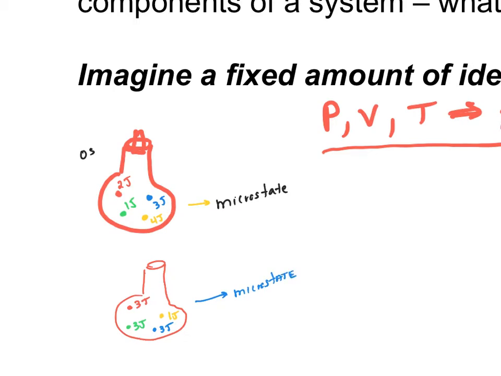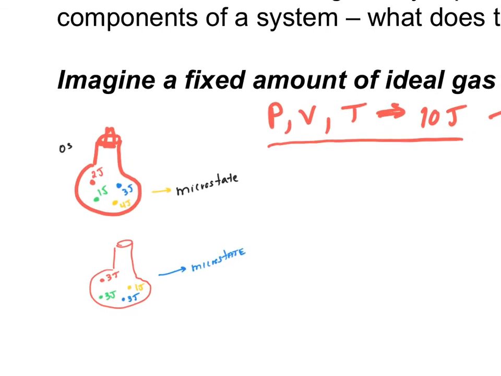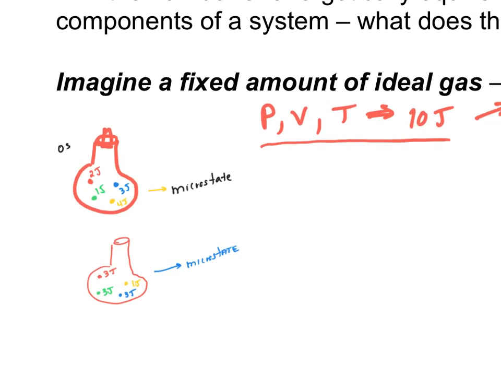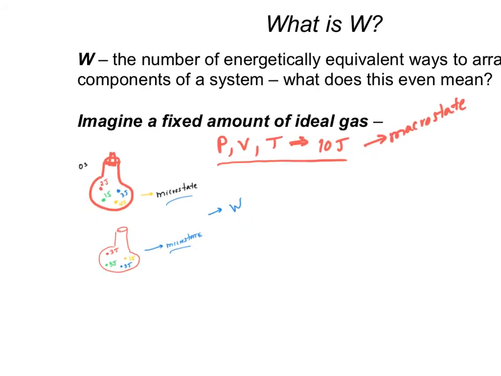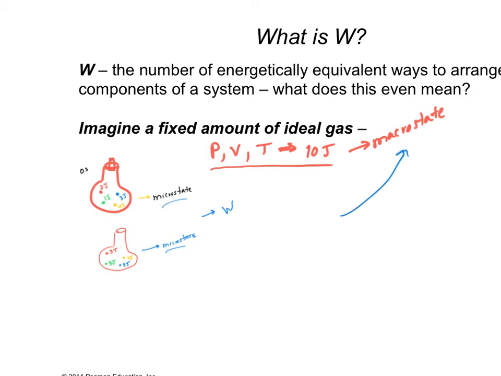Okay? So now, there are 1,000 different ways that we could arrange the energy in this system, right? What these individual microstates are trying to represent is what W is in the entropy equation, right? It is the number of energetically equivalent ways to arrange the components of a system to achieve a particular macro state, right? So again, microstates, all of them summed together is what W is, right? How many different ways can we arrange the components of the system to achieve our overall macro state?